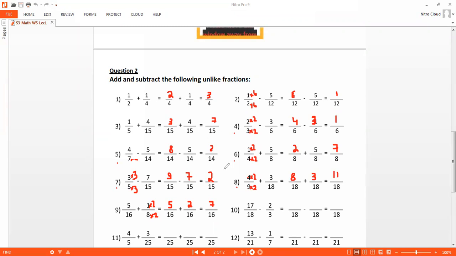Yalla, Ali. Yes, dear. Number 10. 17/18 minus 2/3. 3 times 6. Very good. So we multiply the second fraction by 6. What about the first fraction, Ali? The first fraction, which is 17/18, we just copy it as it is without any change, right? Yes. So it's 17/18 minus? 12/18. Excellent. Okay, so what's 17 minus 12? 5. Excellent, dear. Thank you.